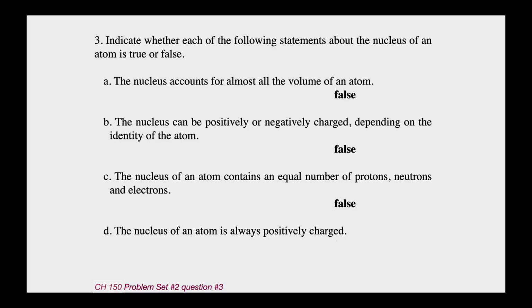But there are all other kinds of nuclei that can have different combinations. For example, you can have carbon-13, which has 6 protons, 6 electrons, but 7 neutrons. So most of the time, they will not be equal to each other.